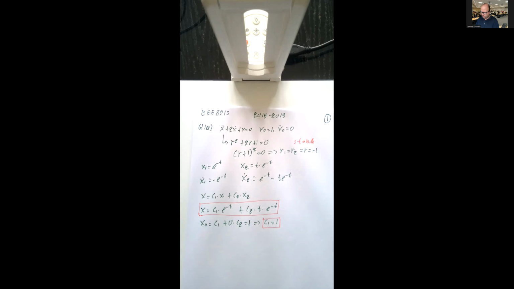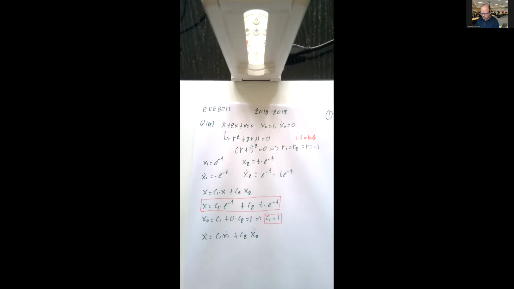Now I'm going to need to use the first time derivative. Obviously, it is going to be C1 x1 dot plus C2 x2 dot, and this is why I calculated these two functions here. So x dot will be minus C1 e to the minus t plus C2 times t times all this expression here.